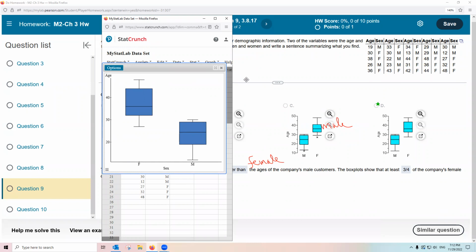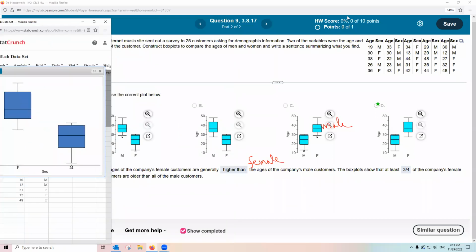So it looks like when I do this comparison, I know the box plot for males is below the box plot for females, right? Well, that means this graph is wrong because the box plot for males is above. This graph is wrong. Again, the box plot for males is above, so that's no good.